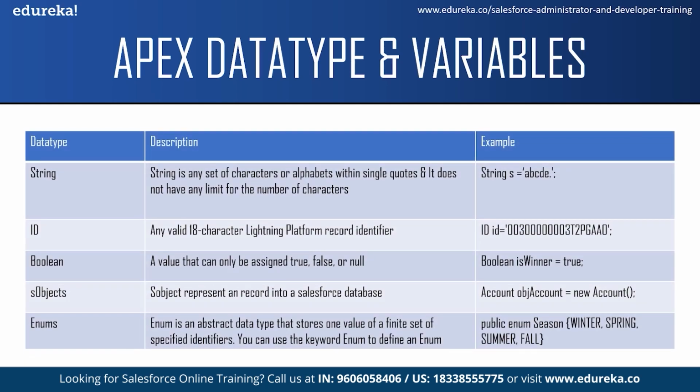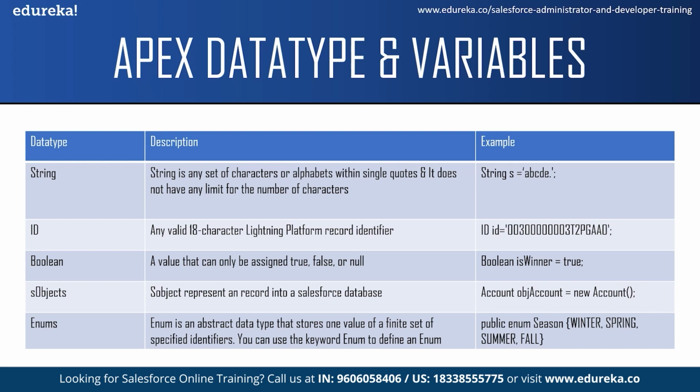After this, our next data type is the string data type. Now string is any set of characters or alphabet within a single quote, and it does not have any limit for the number of characters. You can define a string data type with the keyword string followed by the variable, and you can write any number of characters over here. In the example, I've written ABCDE.